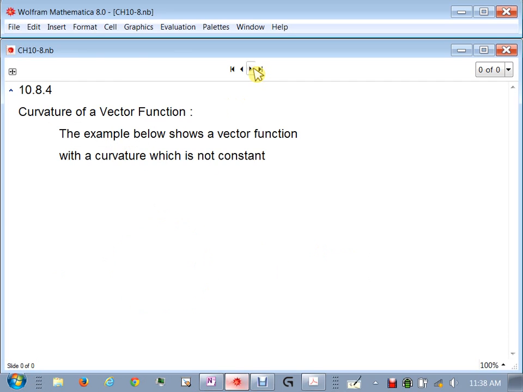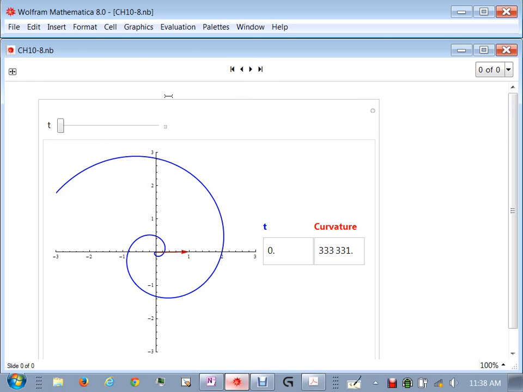Compare that to the next example, which is this spiral. It starts out as a tight spiral, and then it spreads out. So in the beginning you have very sharp turns, and as you go out the turning is not as sharp. Look at my curvature right now: it's 33,331. The program I wrote is calculating that at this particular point, t is 0.